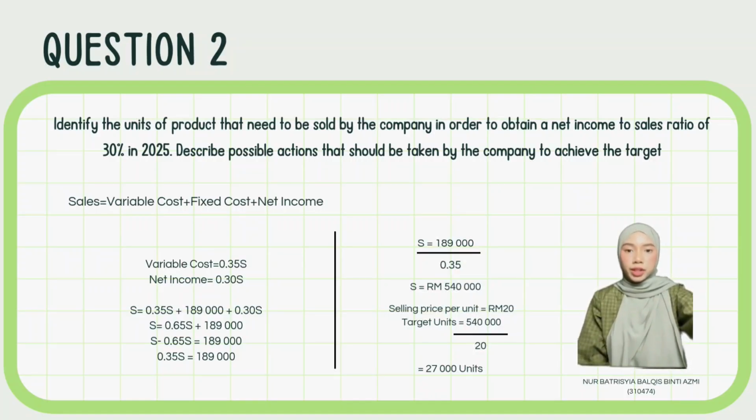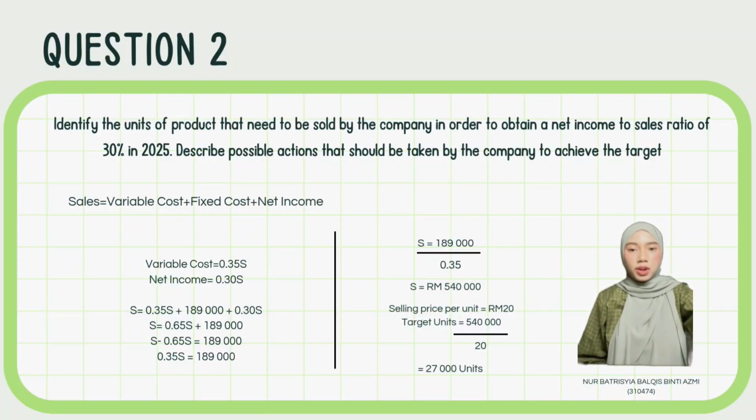Next, we combine the variable cost and net income: sales equal to 0.65 sales plus 189,000. Then we rearrange the equation: sales minus 0.65 sales equal to 189,000, so 0.35 sales equal to 189,000. By dividing 189,000 by 0.35, we get sales equal to 540,000. This means the company needs total sales of 540,000 to achieve the target.